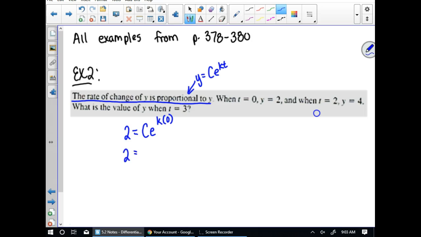So 2 equals ce to the 0. What is e to the 0? It's 1. So this c is just 2. So now we've got y equals 2e to the kt.